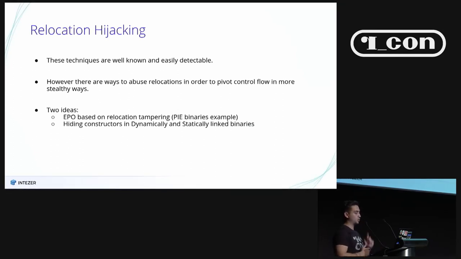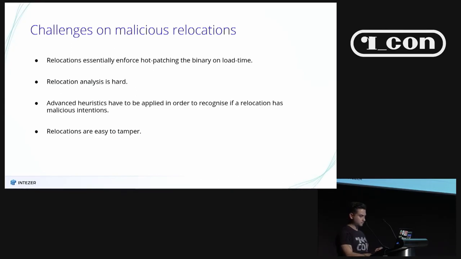However, there are ways to use relocations in order to hide these techniques to the naked eye, right? So I came up with two techniques: an entry point obfuscation technique based on relocation tampering, which is used in PIE binaries but can be used literally in any other binary, and then the other one is hiding constructors in dynamic and statically linked binaries.